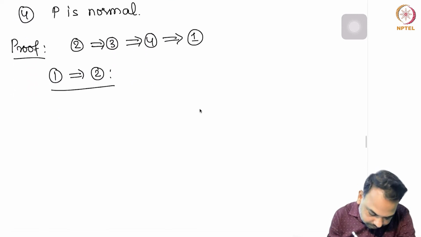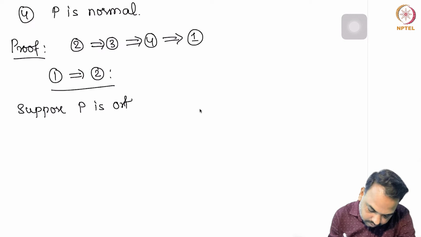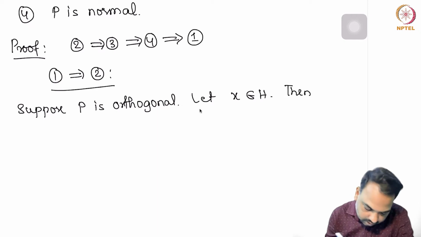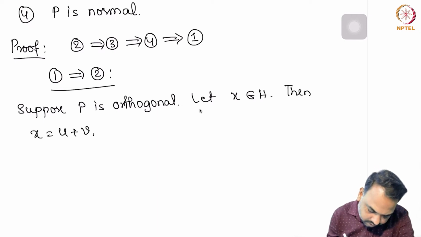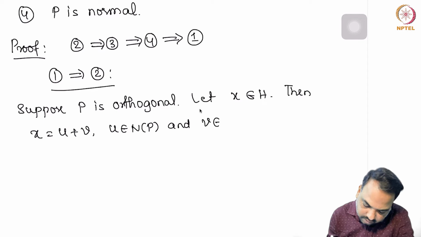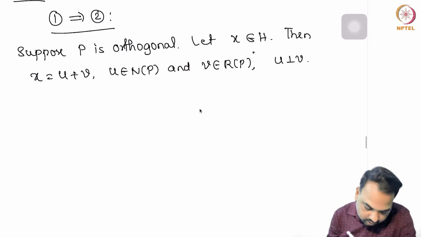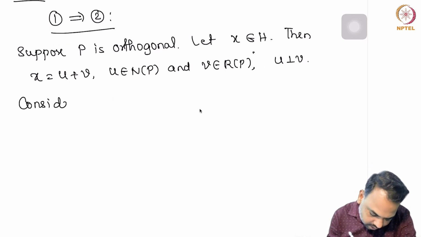Suppose P is orthogonal. Let us take x in H, then we can write x as u plus v, where u is coming from null space of P and v is coming from range of P, and u is orthogonal to v because it's an orthogonal projection. Null space of P and range space of P are orthogonal to each other. Now we want to show that P is positive.